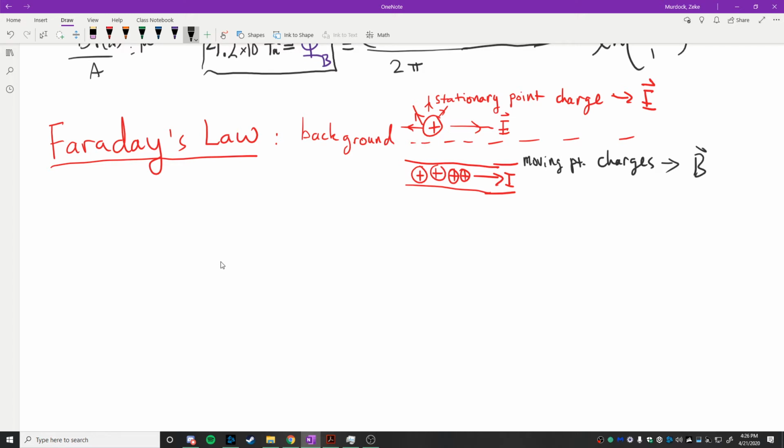And what do they look like? Well, they wrap around the object like this, given by the right-hand rule. You've got these circular magnetic fields that are produced here, right? So stationary point charges produce an electric field. Moving point charges produce a magnetic field, right?